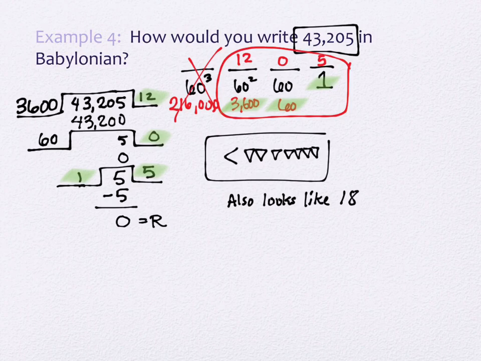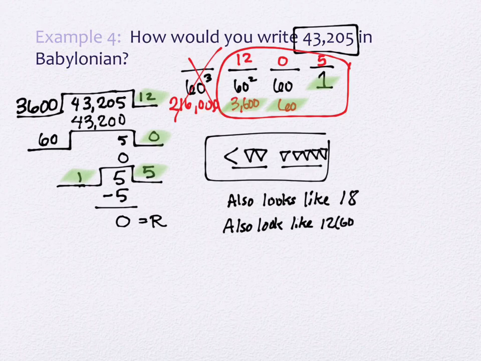Looks like 18. And even if, best case scenario, there were this separation so that you knew for sure that these are separated from one another, I'm not asking you to underline it, but if you knew that, it still wouldn't necessarily mean that it looked like the 43,205. It would also look like 12 60s and 5 1s, wouldn't it? Because there's no 0 to hold the placeholder of the 60s place. There's no way for me to know looking at this that there's a 60 that's missing.